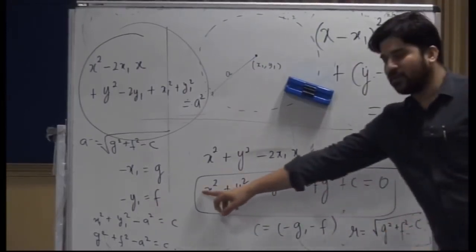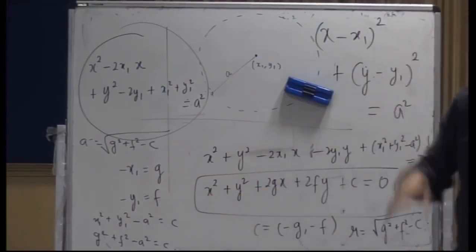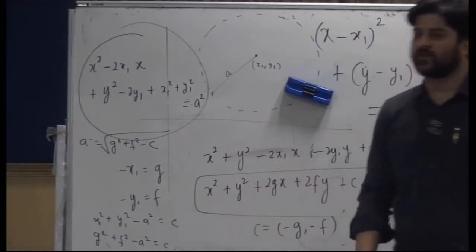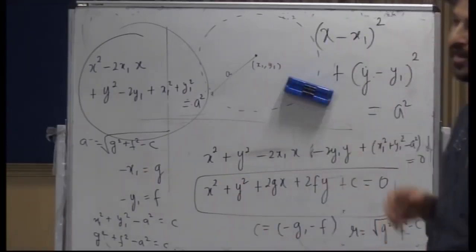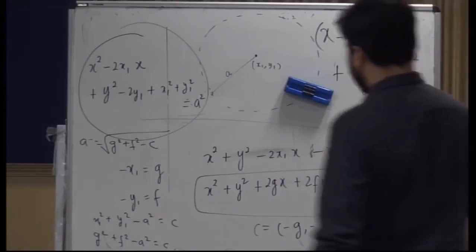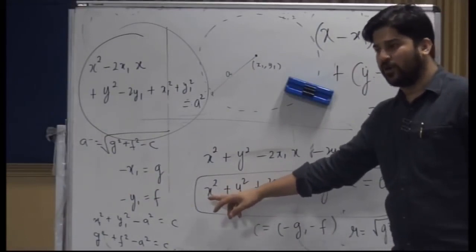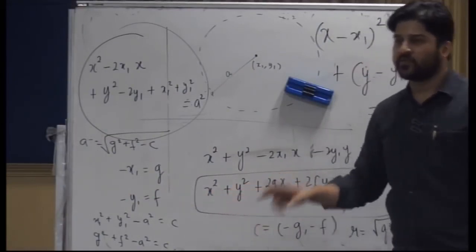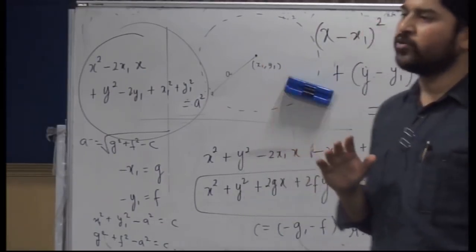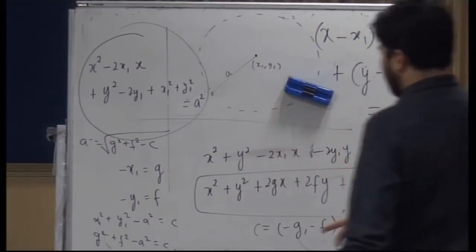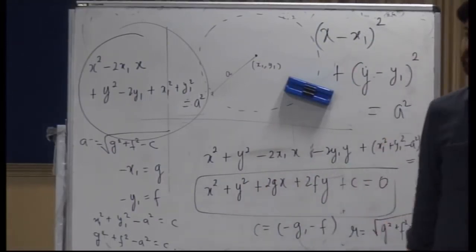So first, you have to make sure that x square and y square have coefficient 1. Let's say it has 3x square plus 3y square, what are you going to do? Divide the whole equation by 3, right? x square and y square have to be free from all coefficients. Whenever you see a circle, the coefficients of x square and y square are equal. Then only will you be able to make it 1, no? And second, you will never find any xy terms in a circle.